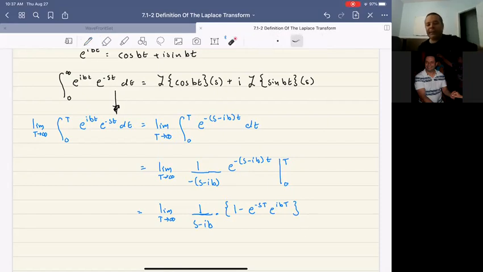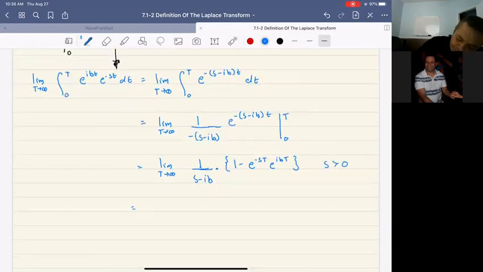Now, what happens as t goes to infinity? This part is cosines and sines, so that's bounded, between negative 1 and 1. But this part is going to go to 0, because as t goes to infinity, as long as s is greater than 0. At this point we need s to be bigger than 0. Then this is going to go to 1 over s minus ib.